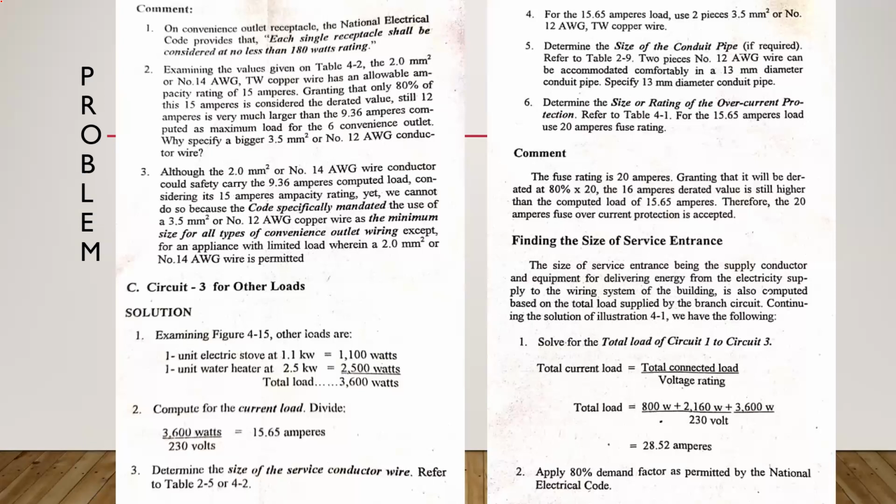So, for appliance limited load wherein 2.0 or 14 wire is, wait lang. A minimum for all types of convenience outlet wiring except for mga appliance na minimum masyado ang load. Pero para safe na, kasi hindi natin alam, kumbaga ma-anticipate na sa future na makabili kayo ng appliance na mataas yung kanyang load rating. So, para safe na, dun na kayo sa minimum na 3.5. Okay, next is, dun na tayo sa other loads.